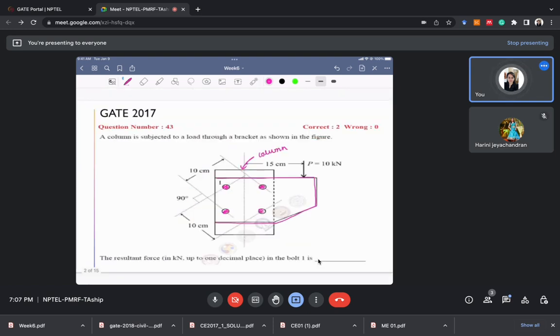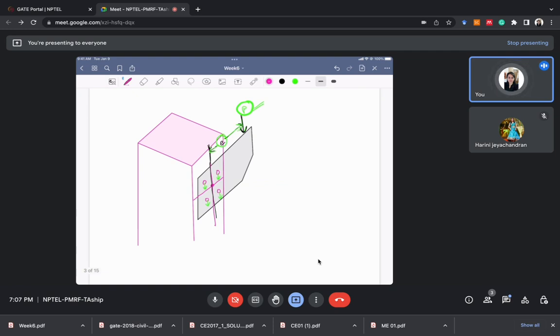Okay, so I'll start from the beginning. In this case, there's a column here, and there's a bracket, or you can say a kind of plate here. I'll draw this system in 3D.